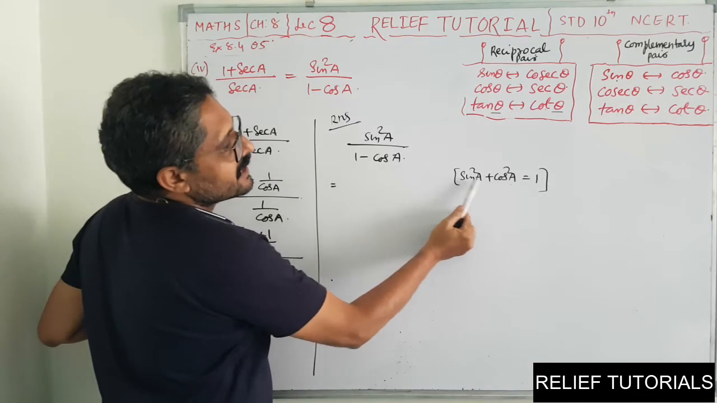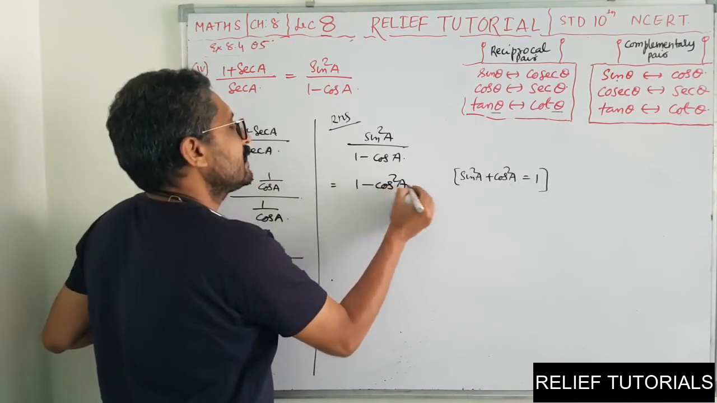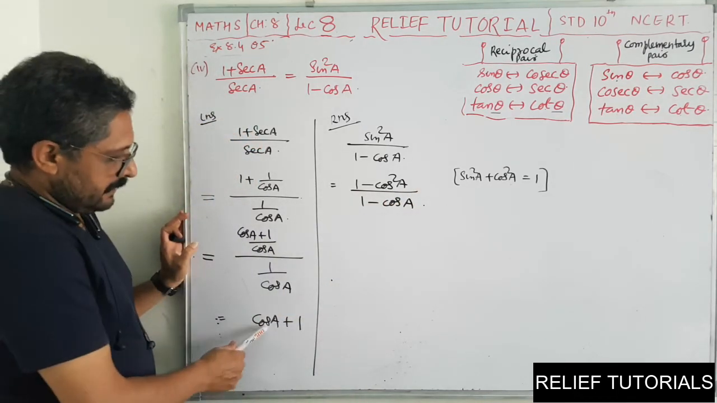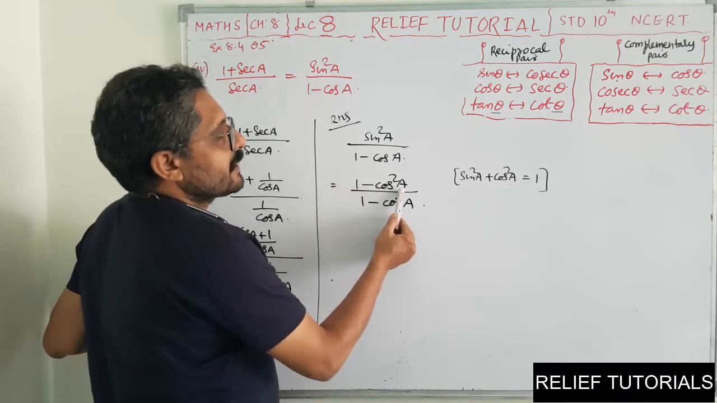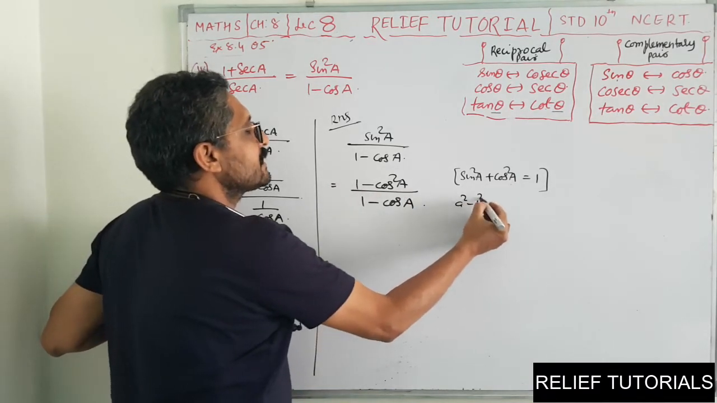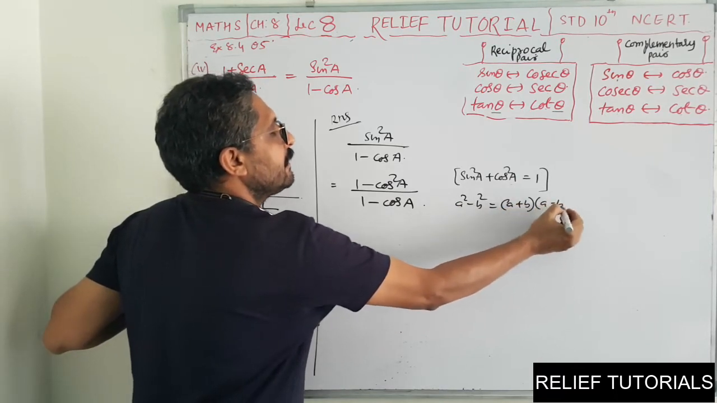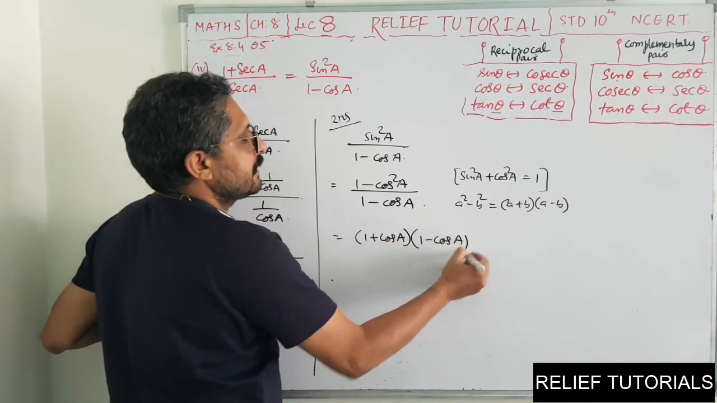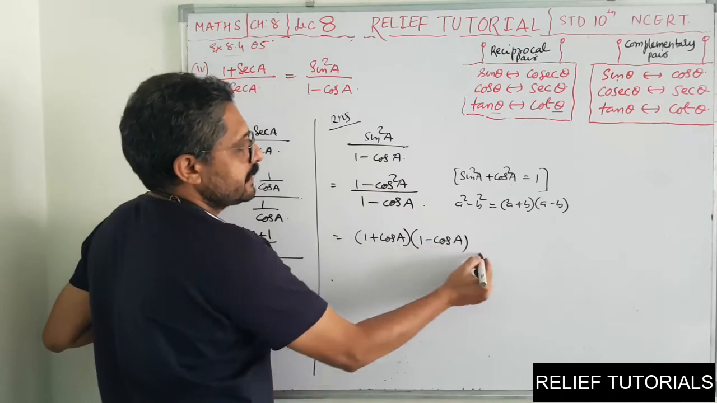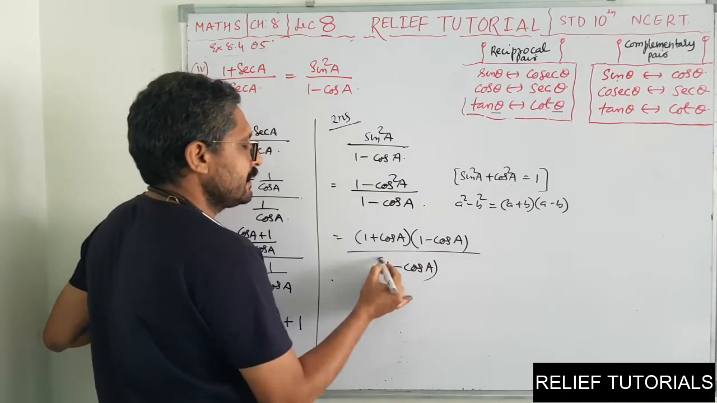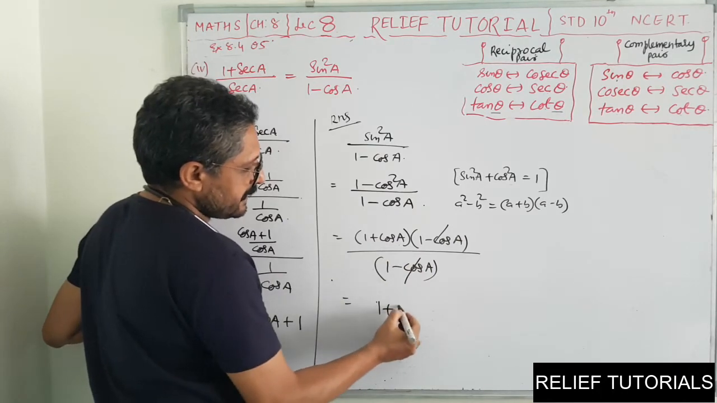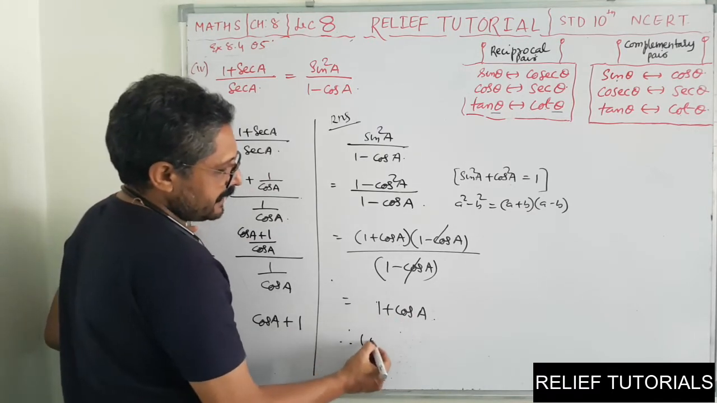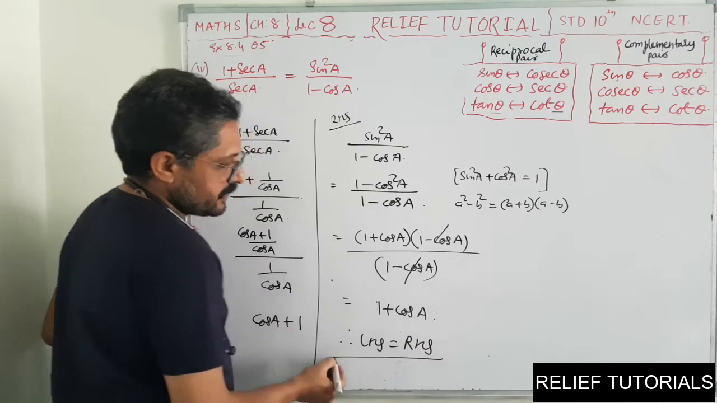So now just solve this. Sine square A is equal to 1 minus cos square A, so we have 1 minus cos square A upon 1 minus cos A. Now A square minus B square is equal to A plus B times A minus B. So you can write 1 plus cos A and 1 minus cos A, and the denominator is 1 minus cos A. This will get cancelled, so it is 1 plus cos A. Here also you get 1 plus cos A. Therefore LHS is equal to RHS.